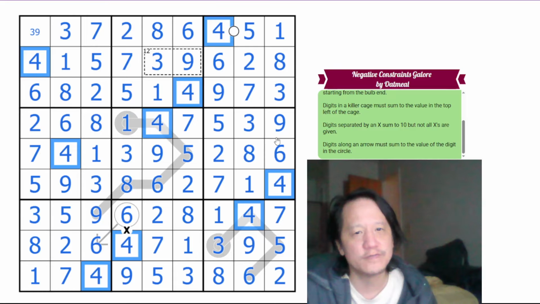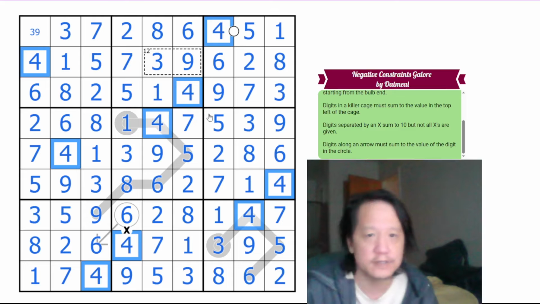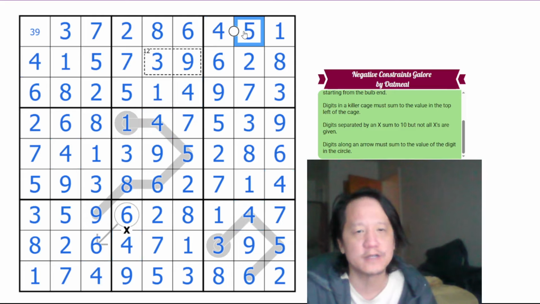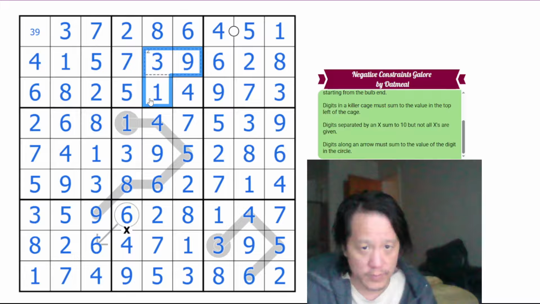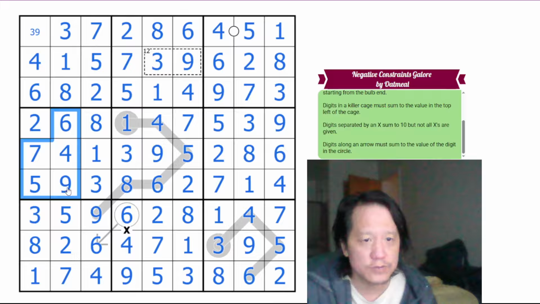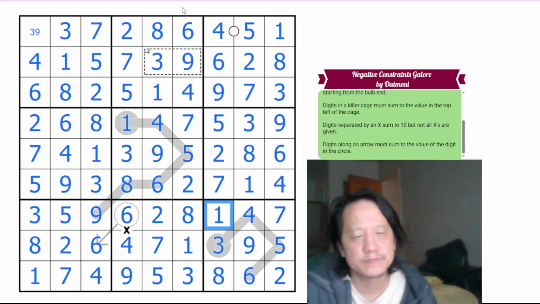4 must avoid 2, 3, 5, and 8, except for the consecutive one. So this has a 5 here, but no 2, 3, 8. This is 9, so no 2, 3, 8. No 2, 3, 5, 8.